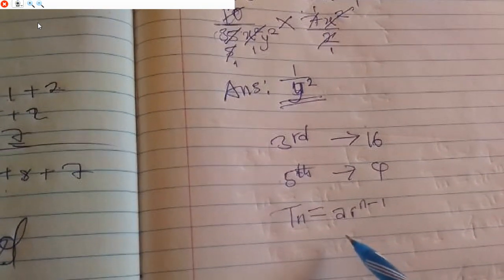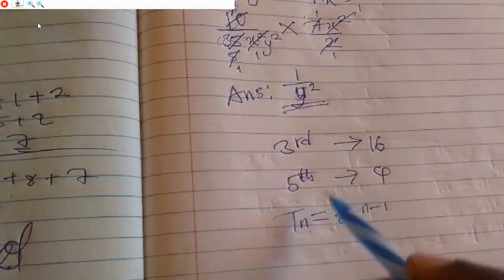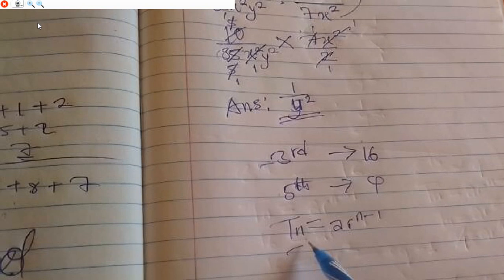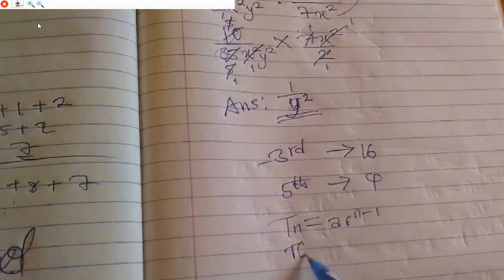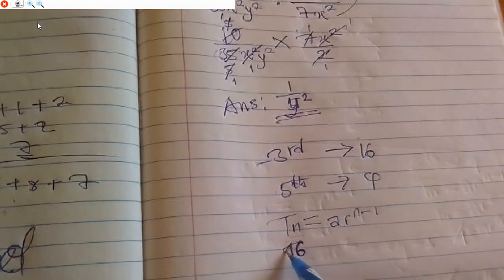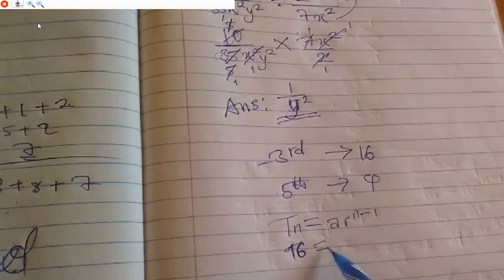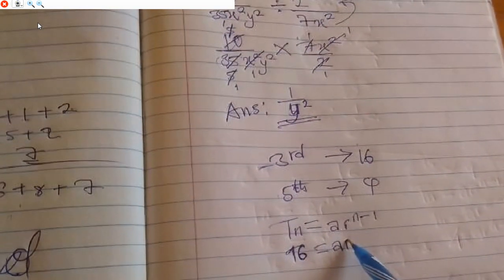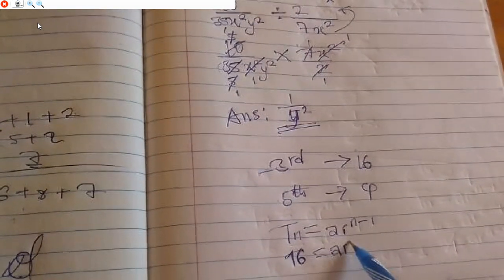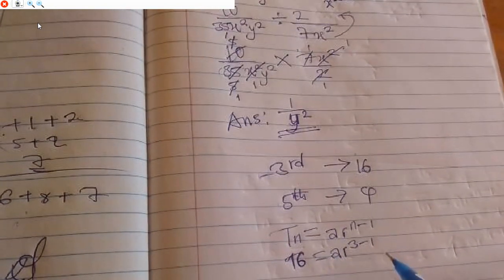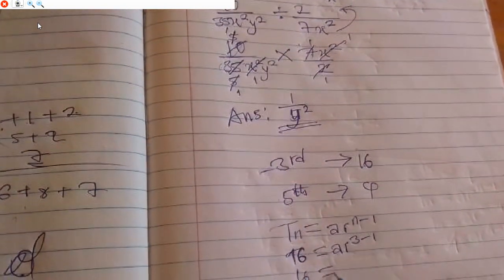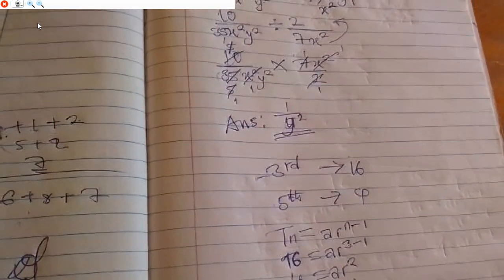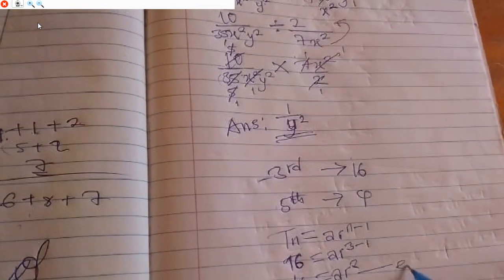Then in our case, we'll start with this one on top. Tn is 16. So we replace Tn with 16, equals, where there is A, we have not been given because it's the thing we are calculating, and the R, then where there is n, we'll put 3, then minus 1. 16 equals AR, 3 minus 1, we'll say 2, AR squared. We'll call it equation 1.